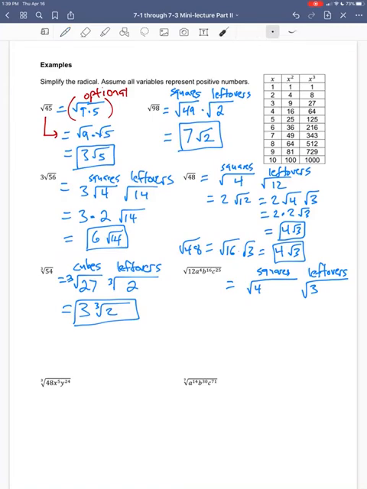For my variables, remember there's really a little index here of 2. We're talking about square roots. So that means I need to be able to divide my exponents by 2 to be a perfect square. Can I divide 4 by 2? Yes. So a to the 4th is a perfect square.